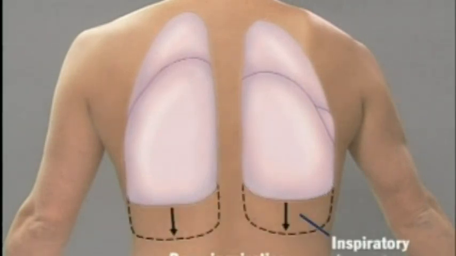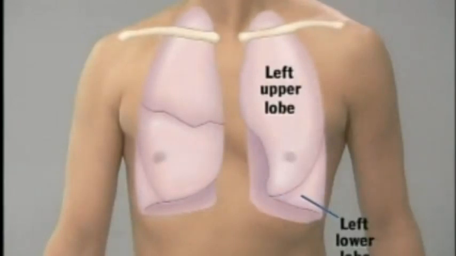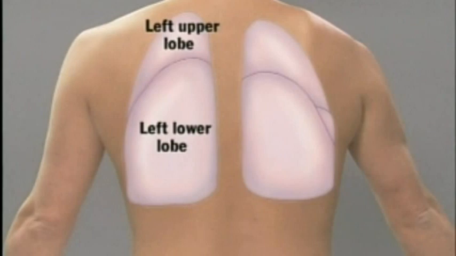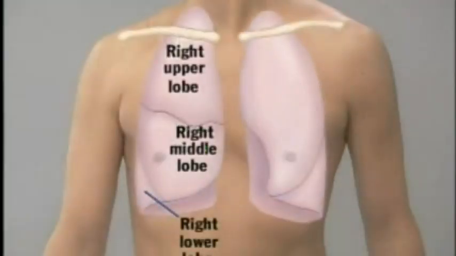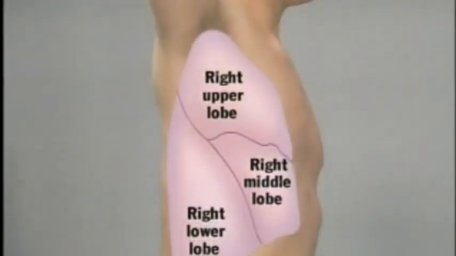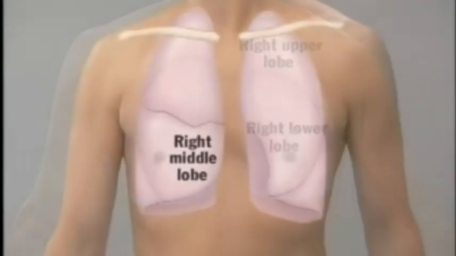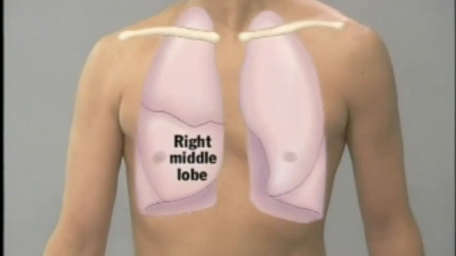on deep inspiration. The left lung is divided into 2 lobes and looks like this: anteriorly, laterally, and posteriorly. The right lung is divided into 3 lobes and looks like this: anteriorly, laterally, and posteriorly. Note that the right middle lobe underlies the axilla. Later, you will auscultate this 3rd lobe separately.